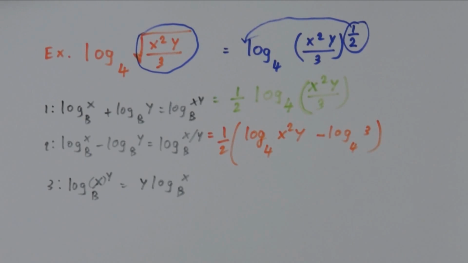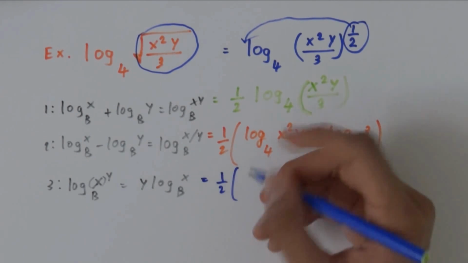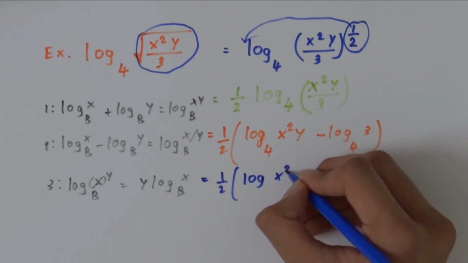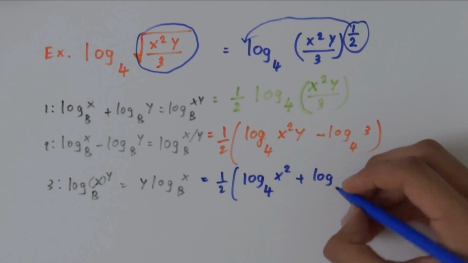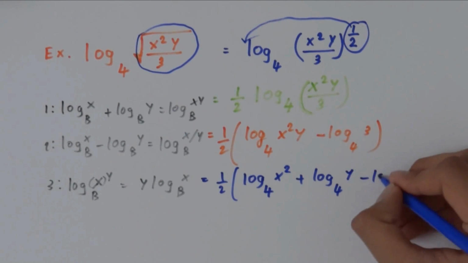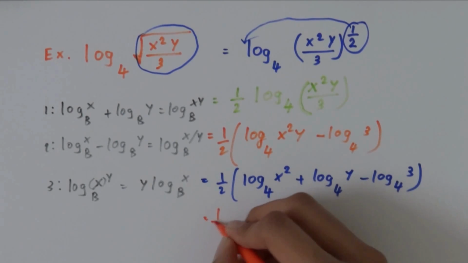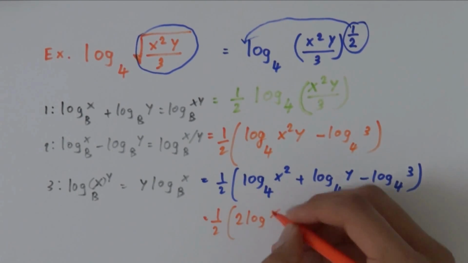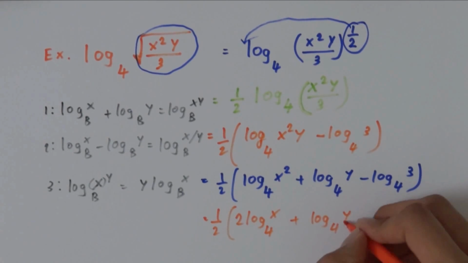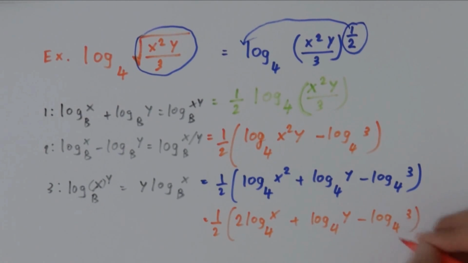Now we can use the first property to split x squared and y. This will be equal to 1 by 2 times log base 4 of x squared plus log base 4 of y minus log base 4 of 3. Now we can again use the third property to simplify this. That is 1 by 2 times 2 log base 4 of x plus log base 4 of y minus log base 4 of 3. Here we go. We simplified it as much as possible and hope you enjoyed this video. Thank you for watching.